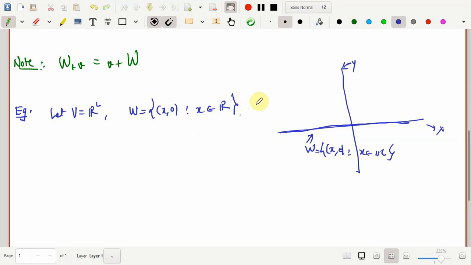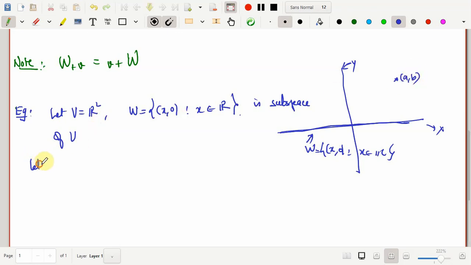So this is a subspace of V. So I can now talk about the coset generated by a fixed point of R2 in W. Okay, so let me fix a point, say some fixed point a comma b in R2.